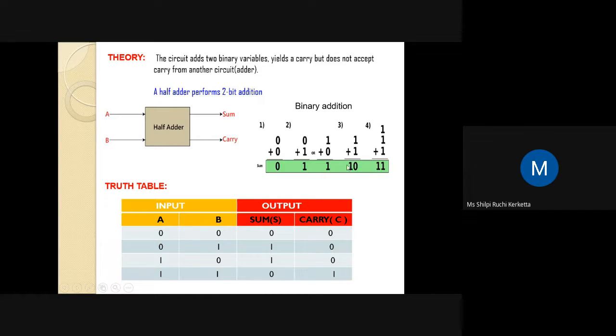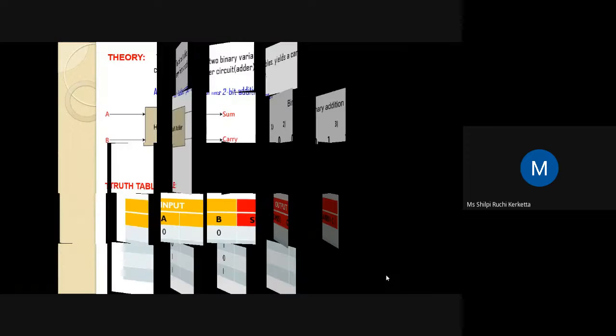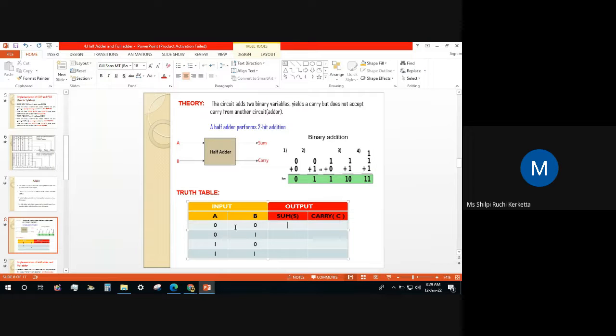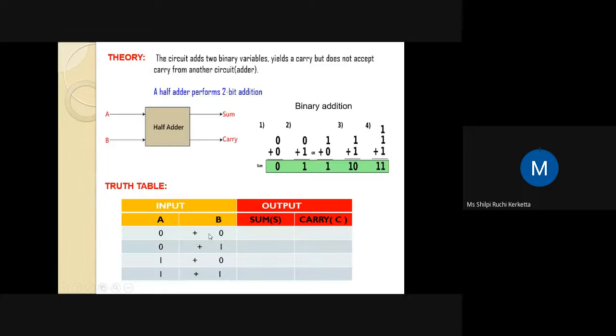Okay. So we have two inputs A and B. So if we add 0, so we are doing binary addition. Okay, so we are adding these two numbers. So we are doing addition here, we are doing addition here, we are doing addition here, and we are doing addition here. So we are adding 2-bit numbers. Okay, so what if we add 0 plus 0? What will be the sum?